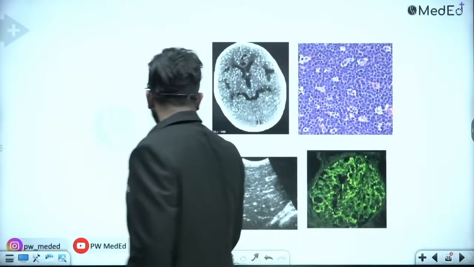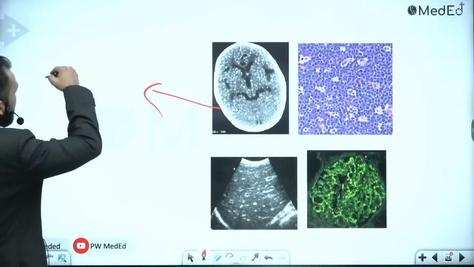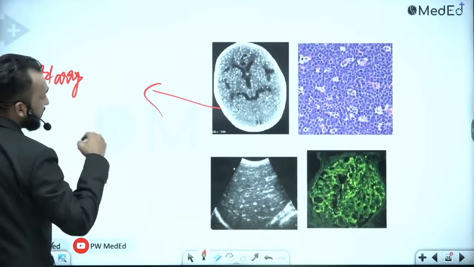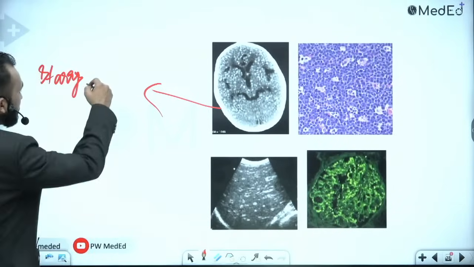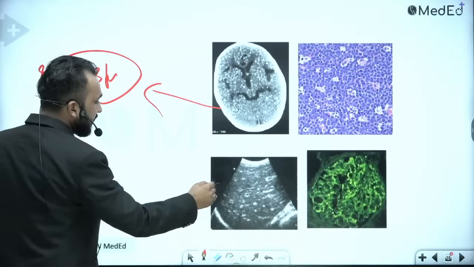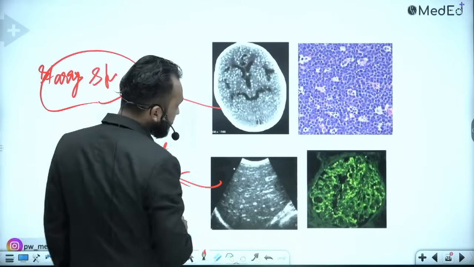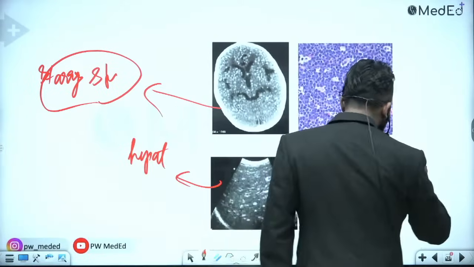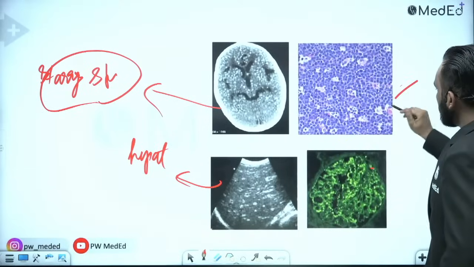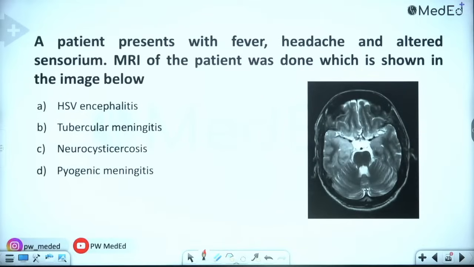So the last stage of neurocysticercosis gives a starry sky appearance. Multiple calcified lesions in the brain give a starry sky appearance, and this is also seen in ultrasound. In a patient with hepatitis, you will get a starry sky appearance. Then in PSGN on immunofluorescent images, and in patients with Burkitt's lymphoma, you will get a starry sky appearance.